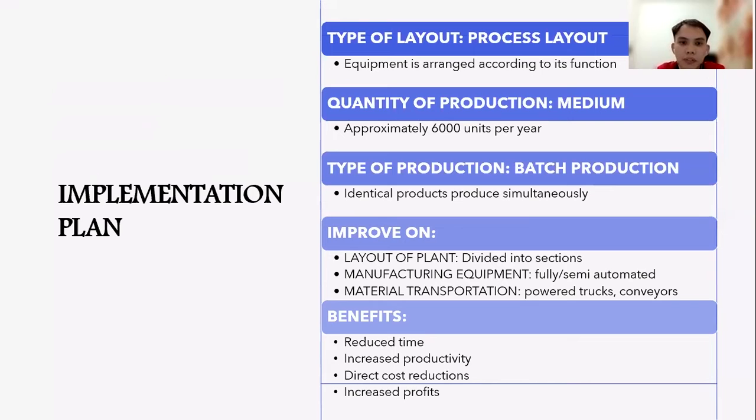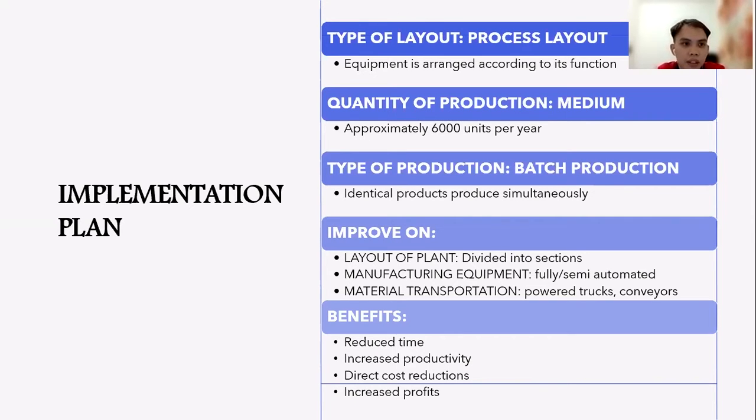For the improvement of our product, we will focus on 3 parts. First, layout of plant. We divided it into 3 sections. Next, manufacturing equipment. We will use fully or semi-automated equipment. For the material transportation, we use power truck and conveyor.